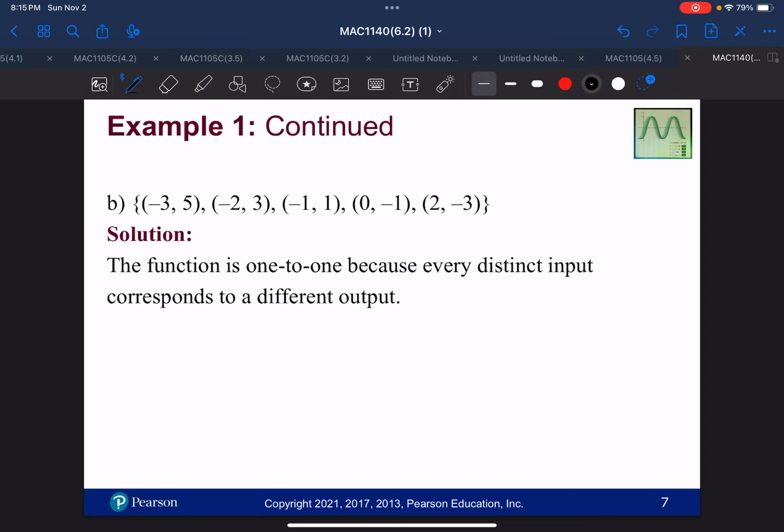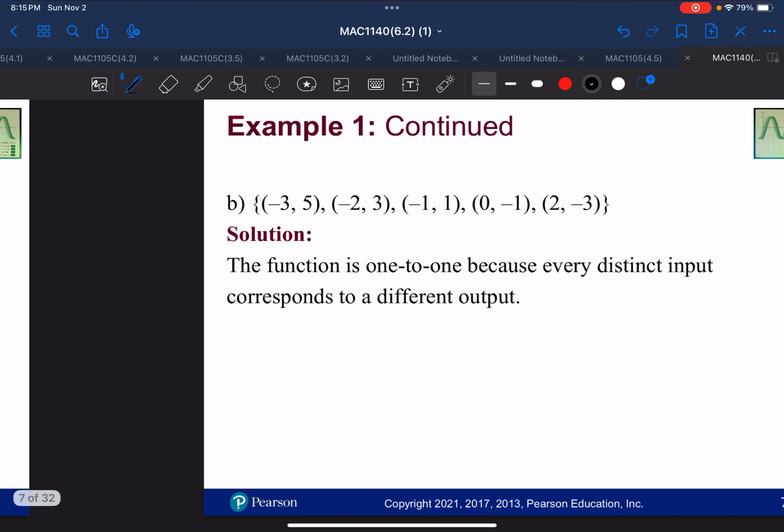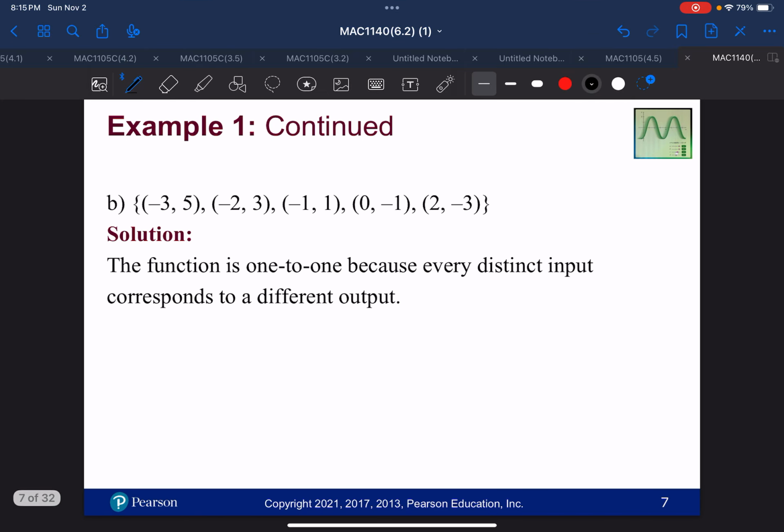So this example wants us to determine whether this set is a one-to-one function. If we look at all the x values here, none of the x values are repeating, so that means it's a function. And then the y values, none of those are repeating either. So it is one-to-one.